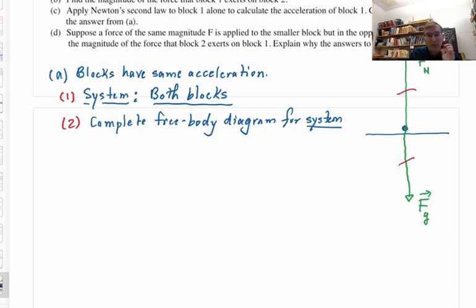Don't they? How do I know that? Because there's no vertical acceleration for these blocks, right? There's no up and down acceleration this way. If the vertical acceleration is 0, the net vertical force must be 0. These are the only two vertical forces, the normal force and the force due to gravity. One up and one down. They must balance.